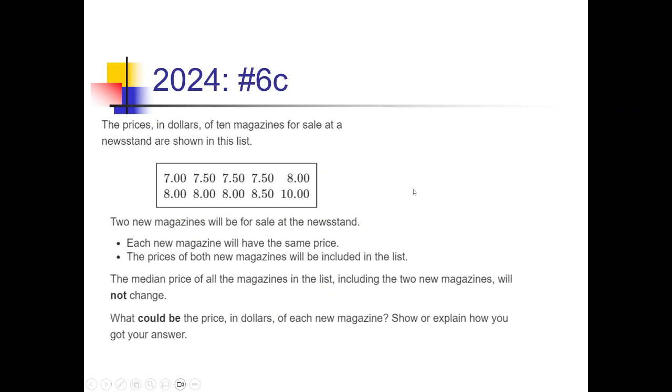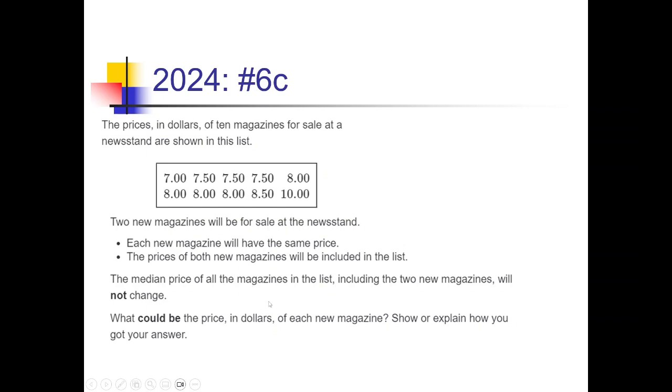For part C on this one, we're going to be adding 2 new magazines for sale at the newsstand. Exciting news. Each new magazine is going to have the same price, so they can't be different prices, and the prices of both will be included in the list. All right. Also, the median price of all the magazines, including the new 2, is not going to change. What could be those new prices? And show or explain how we got the answer.